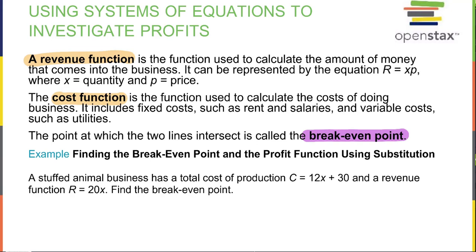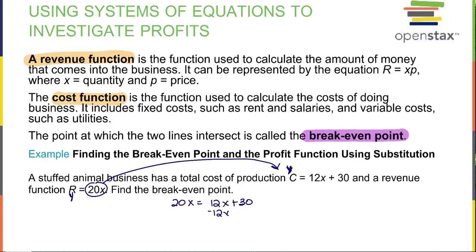Okay, so they give us two equations, one for the cost, which is C equals 12x plus 30 for a stuffed animal business. So I'm guessing x is the number of stuffed animals that they would need to make. And the revenue function is R equals 20x. So where do they break even? Basically, we're saying this is y and this is y, right? So we can just take this and sub it in for y. So we have 20x is equal to 12x plus 30, and we can solve it.